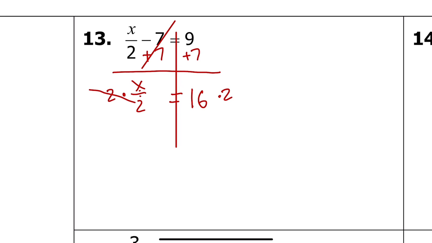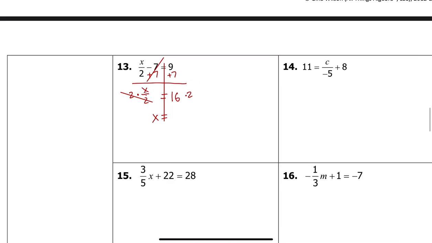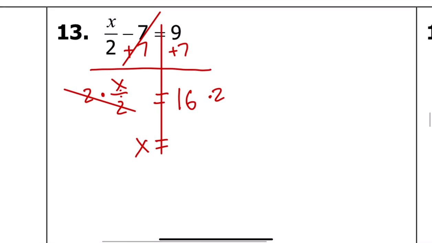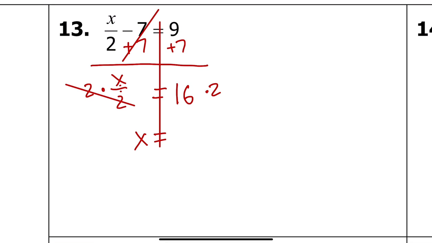Alrighty, so these 2's will cancel out to give me a 1. So then we're left with x equals 16 times 2. Oopsies. 16 times 2, that's going to be 32.